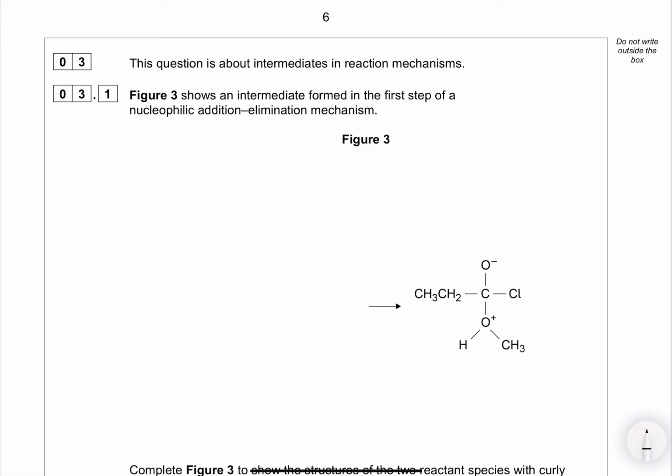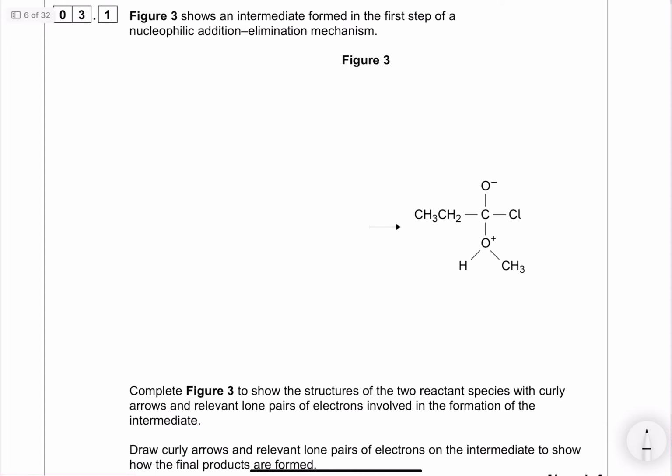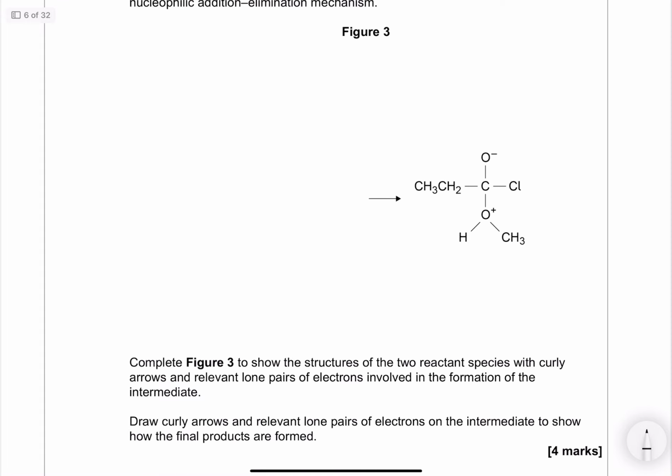This question is about intermediates in reaction mechanisms. Figure 3 shows an intermediate formed in the first step of a nucleophilic addition-elimination mechanism. Complete Figure 3 to show the structures of the two reactant species with curly arrows and relevant lone pairs involved in the formation of the intermediate. Draw curly arrows and relevant lone pairs on the intermediate to show how the final products are formed.